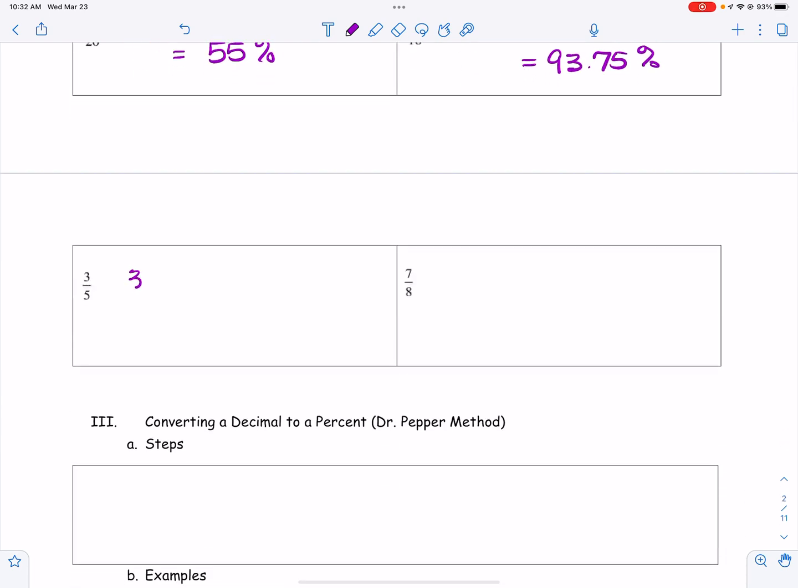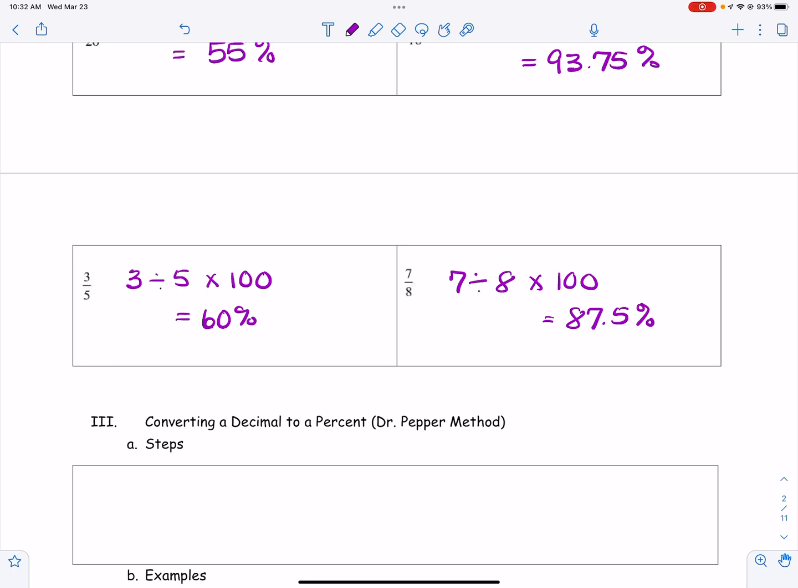So the last two, 3 divided by 5 times 100. And that will be 60%. And 7 divided by 8 times 100 will be 87.5%. Now, when we convert a decimal to a percent, I use what's called the Dr. Pepper method. So DP. So when I am going from a decimal to a percent, I am going to be moving my decimal point 2 places to the right.